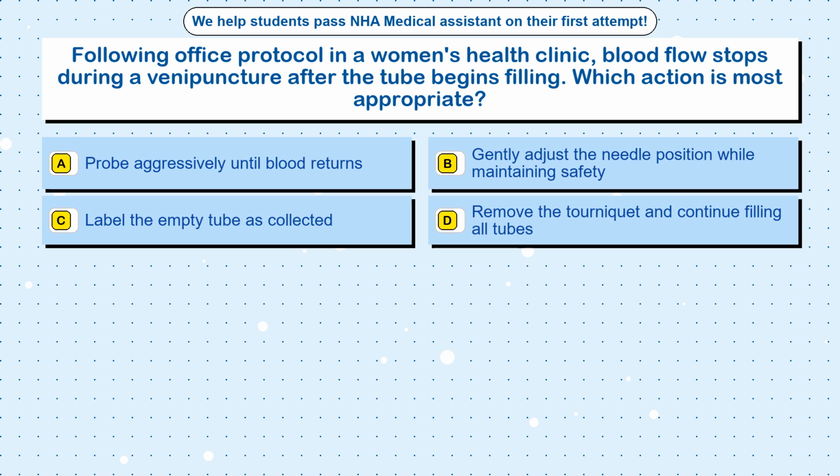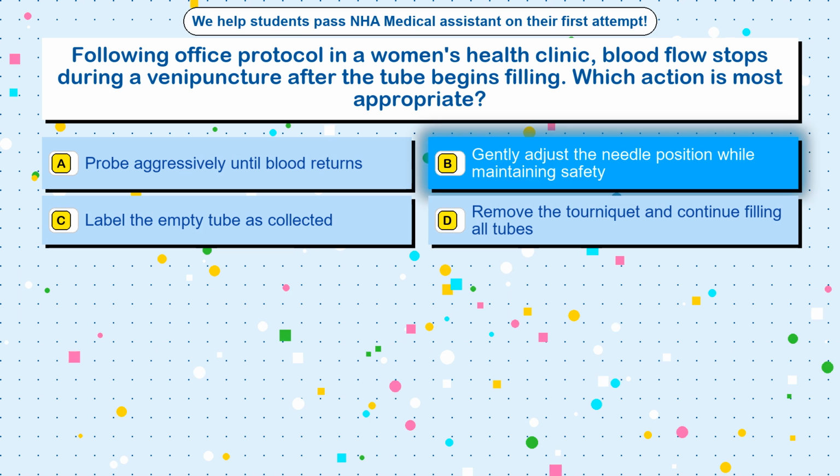Question 12. Following office protocol in a women's health clinic, blood flow stops during a venipuncture after the tube begins filling. Which action is most appropriate? Option A. Probe aggressively until blood returns. Option B. Gently adjust the needle position while maintaining safety. Option C. Label the empty tube as collected. Option D. Remove the tourniquet and continue filling all tubes. The correct answer is option B.